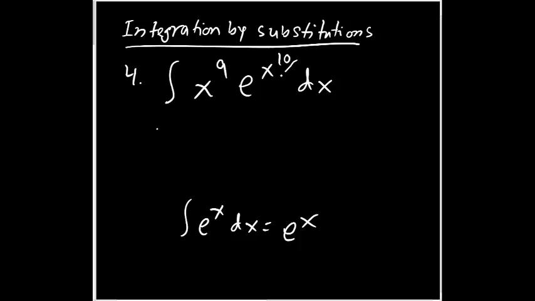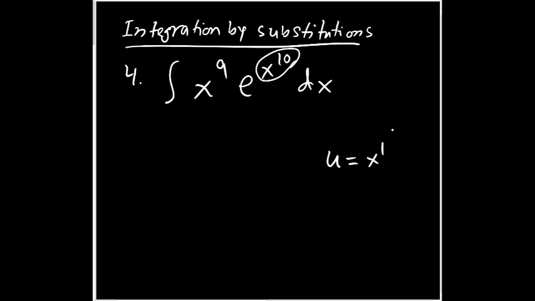So in this case, this one will be taken as u. The reason is, when you take the derivative of x to the 10, that will give you x to the 9. So you can eliminate all the x in terms of u or whatever variable you choose. So I'm saying that my u is x to the 10. Now du will be 10x to the 9 dx. Now see that x to the 9 dx I see remaining here.